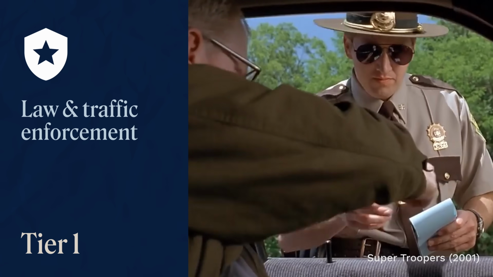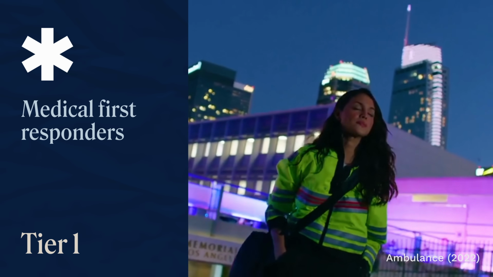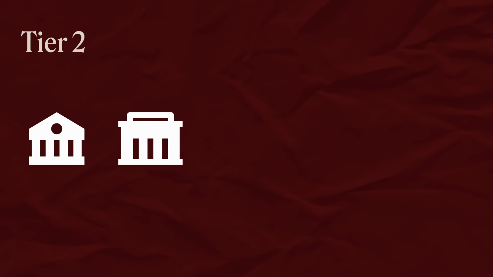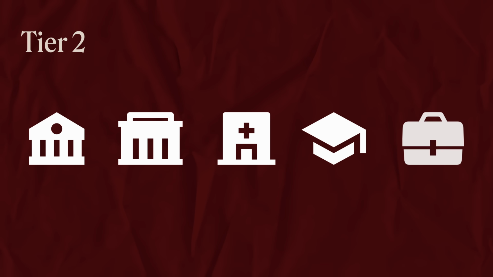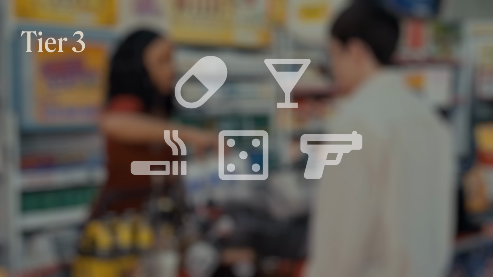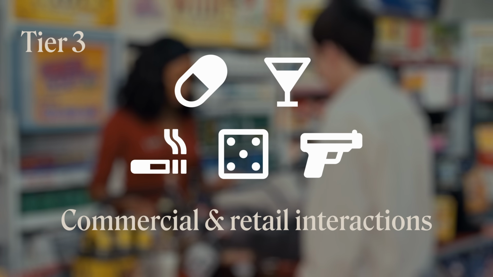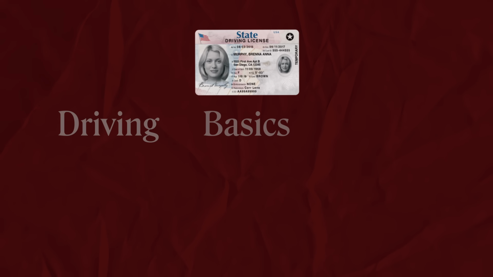Then we have first-tier stakeholders, including law and traffic enforcement, medical first responders, airport and transport security, and car rental agencies. After that, a range of secondary stakeholders might need to verify your identity for an application, like financial or government institutions, hospitals, schools, or employers. Lastly, we have a wide range of commercial interactions where identity or age verification is needed, ranging from pharmacists to bartenders. Different data points these various stakeholders might want from your license can fit into 3 categories.